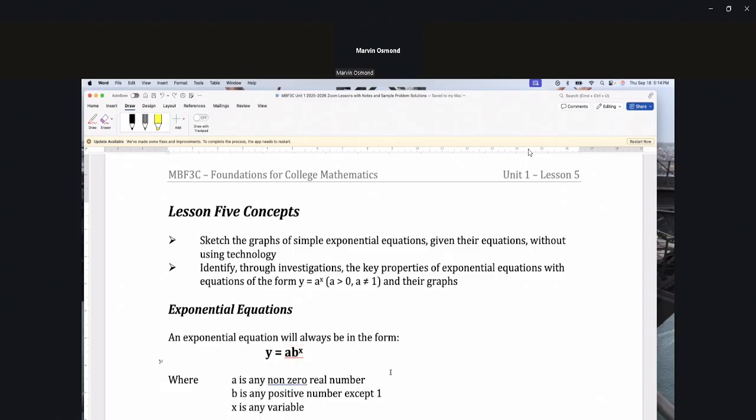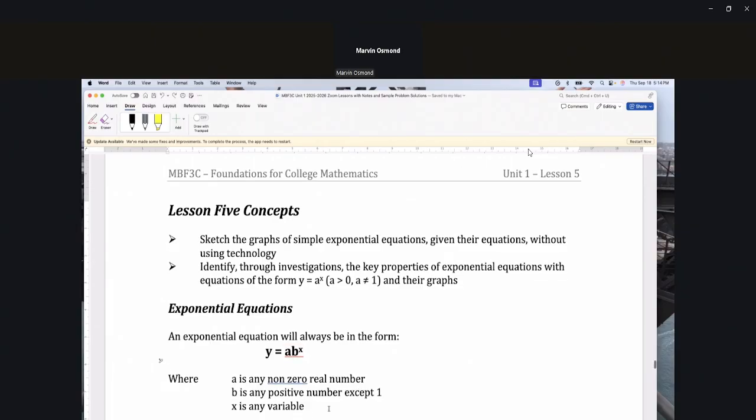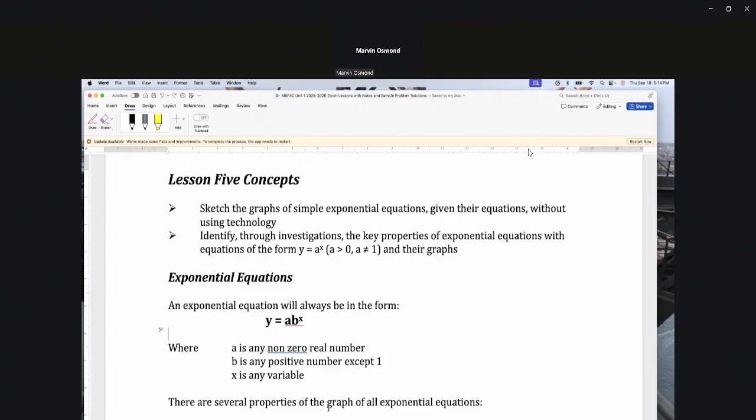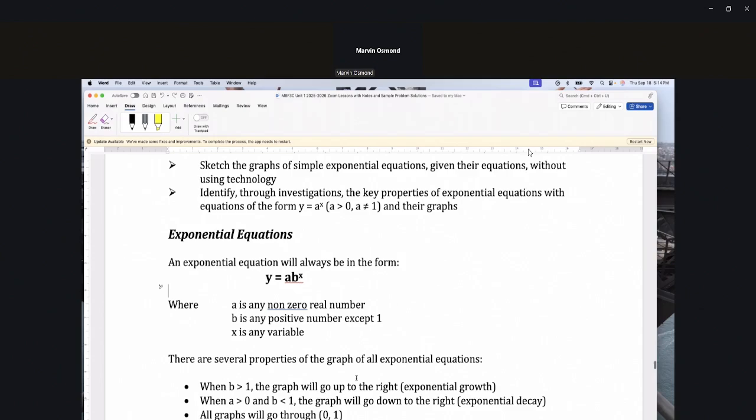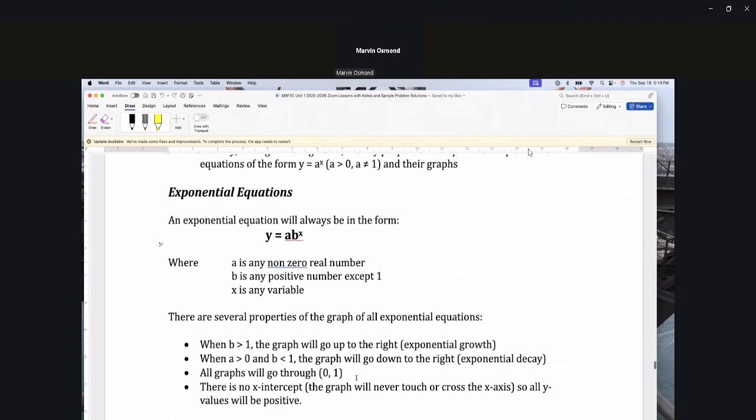B must be a positive number, but not 1, because 1 to any power is simply 1. And again, you would end up with a straight line in that case. So a can't be 0, b can't be 1, and x can be any variable. It can be a positive or a negative number. And we're just going to look at, in this course, where x is an integer. So we're not going to look at fractions and things of that nature. That's for a different course. So we'll stick with positive and whole numbers for the variable.